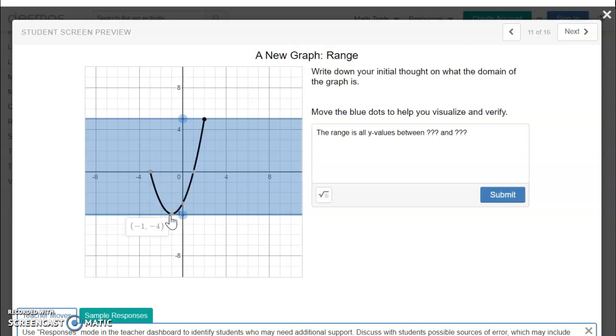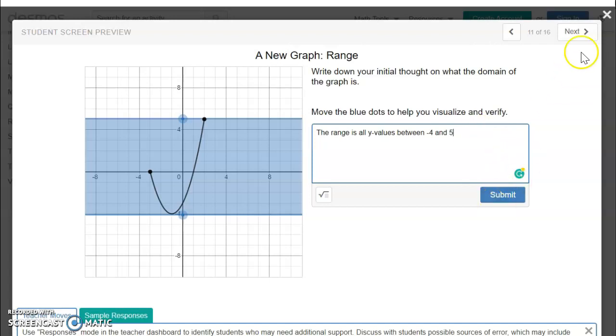If I start here, it looks like x is -1, y is -4. It extends from -4 to, what is the y value here? It's 5. And you can see it from the graph as well. So it extends from, I would say, -4 to 5.